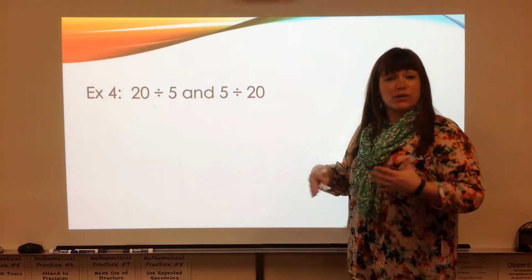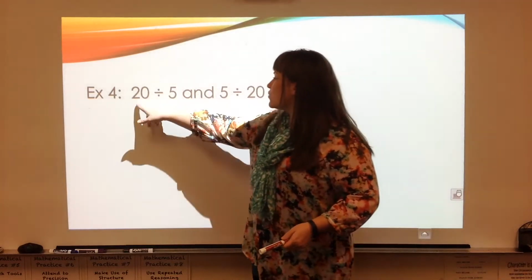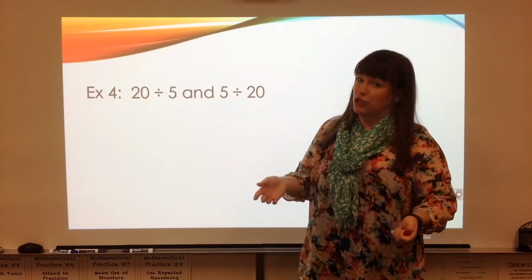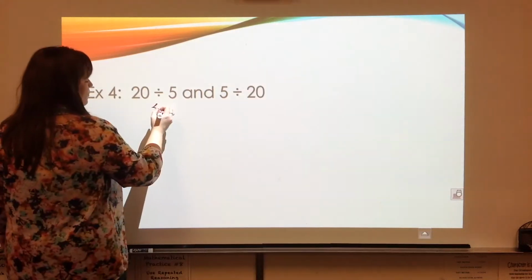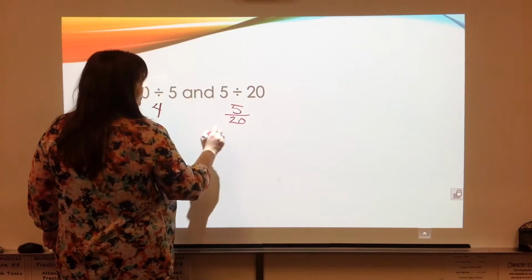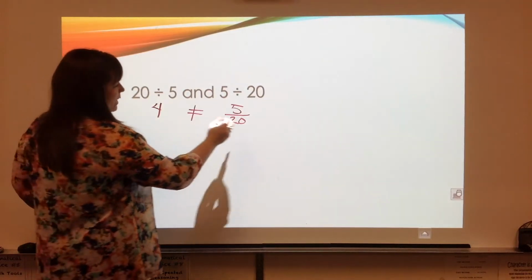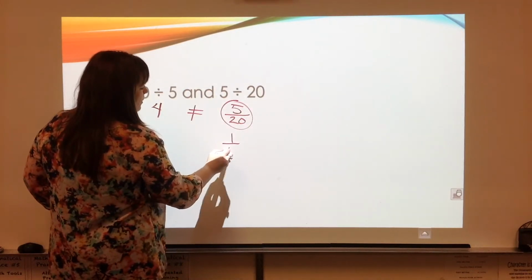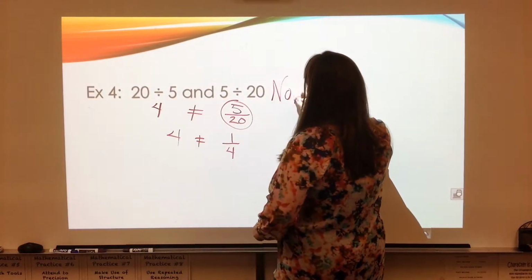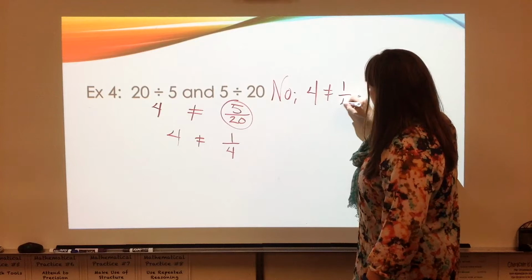Example 4, same thing. We're going to determine if these are the same or not. I'm looking at what's the same and what's different. I have a 20 and a 5, and then a 5 and a 20. It looks like it's the commutative property where you just change the order, but we're dividing. 20 divided by 5 is 4, but 5 divided by 20 is a fraction. These two are not equal to each other. This is actually the same thing as 1/4, and 4 is not the same as 1/4. So we're going to answer no, they are not the same, because 4 does not equal 1/4.